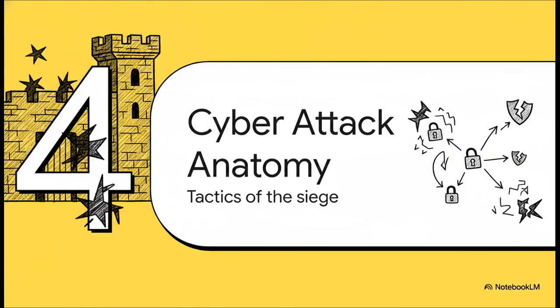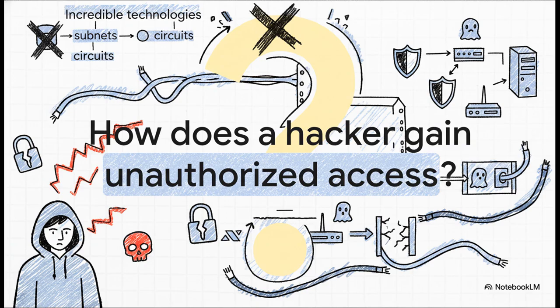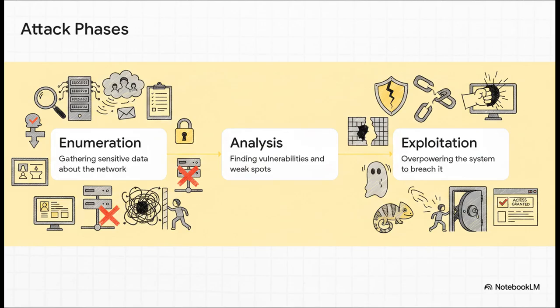Okay, Section 4, Anatomy of a Cyber Attack. Let's look at the actual tactics of the siege. So it begs a pretty massive question, doesn't it? With all these incredible technologies, fiber optics, subnets, complex routers, how exactly does a bad actor gain unauthorized access to a secure network in the first place? How do they actually bypass it all? Well, it's actually surprisingly systematic.